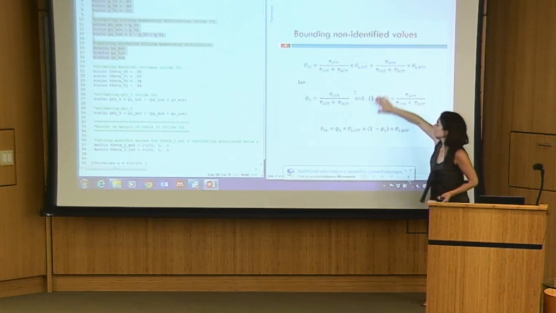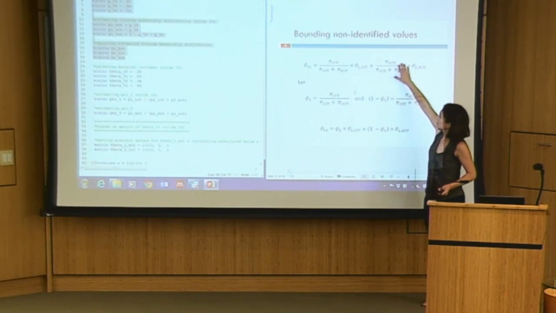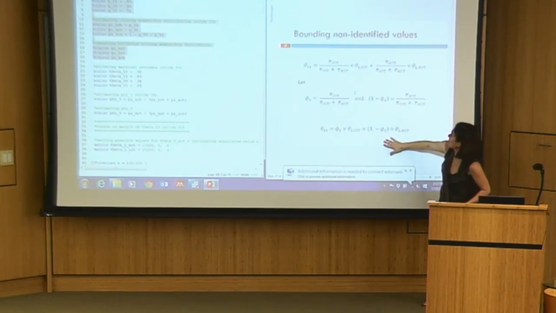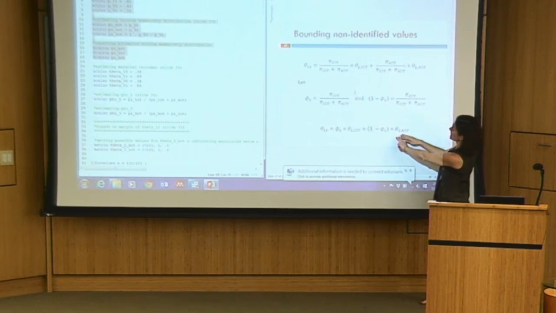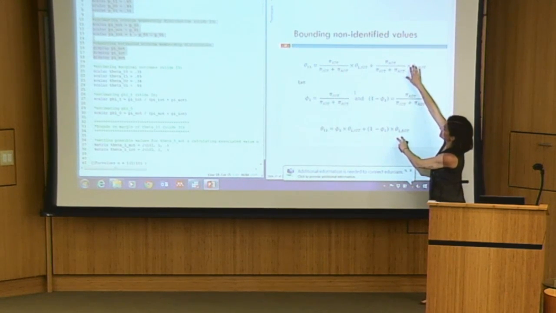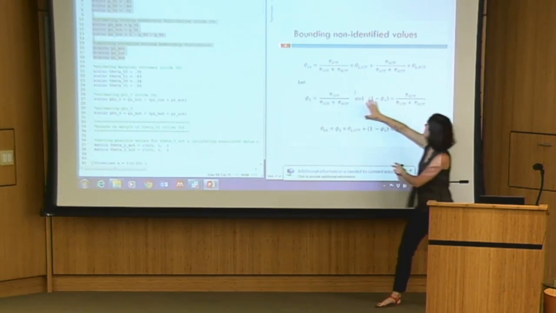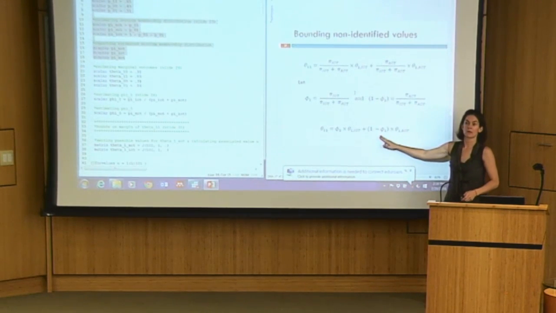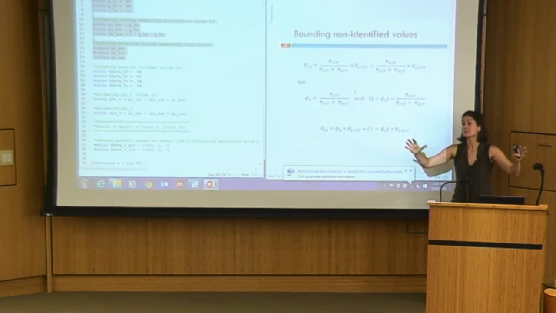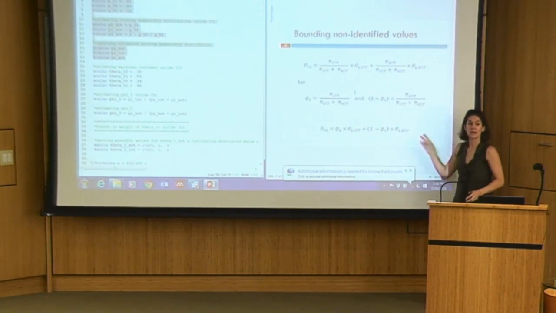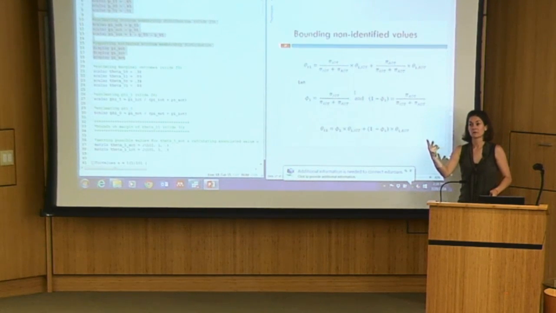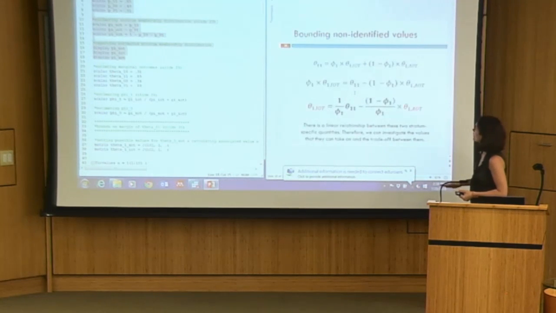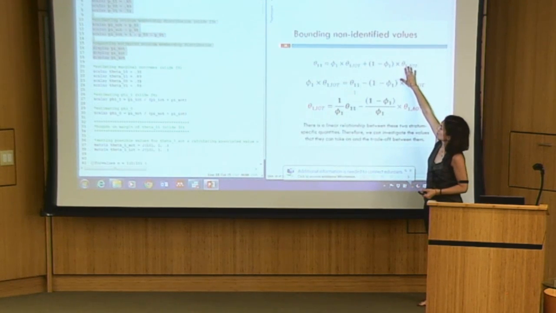That's what we saw in these first two. And now in this expression, I've replaced these fractions with phi 1 here and 1 minus phi 1 here. So what we have is one equation and two unknowns. That's what we've boiled it down to: one equation and two unknowns.